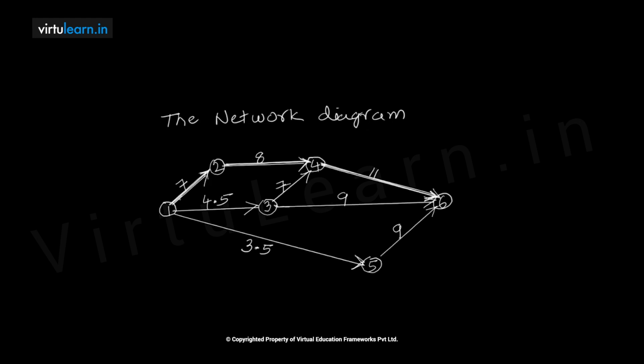So no delay should occur on this critical path. For this reason, it is shown with bold lines. That means the project manager's attention will be more on these activities, because other activities can be delayed to some extent by their float or slackness. But the activities lying on the critical path should never get delayed. If at all they get delayed, it will result in a delay in the duration of the project. For that reason, we show it with bold lines.